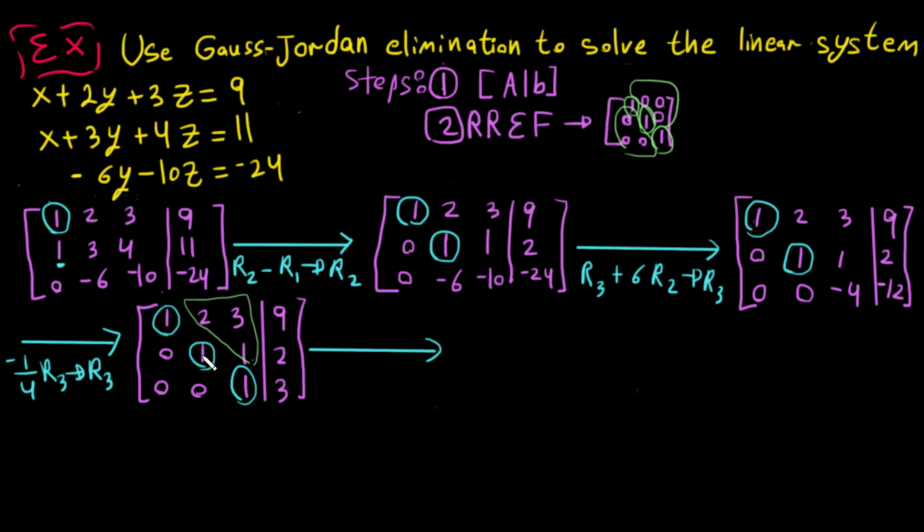Now we have to make this one 0. So 2 minus, we have to make this one 2, so we have to multiply this one by 2. So R1 minus 2R2 in R1. The second row and the third row will not change.